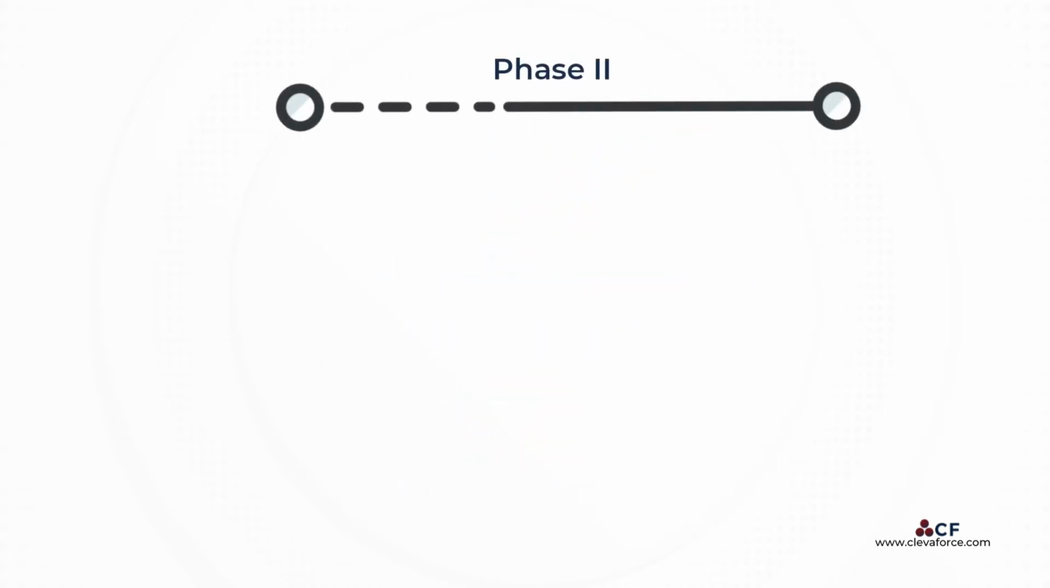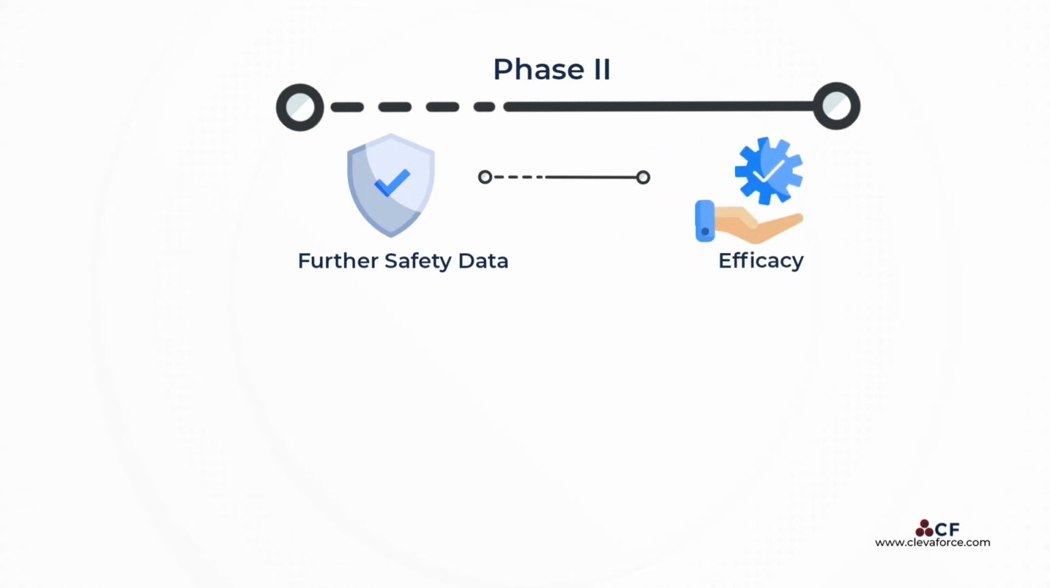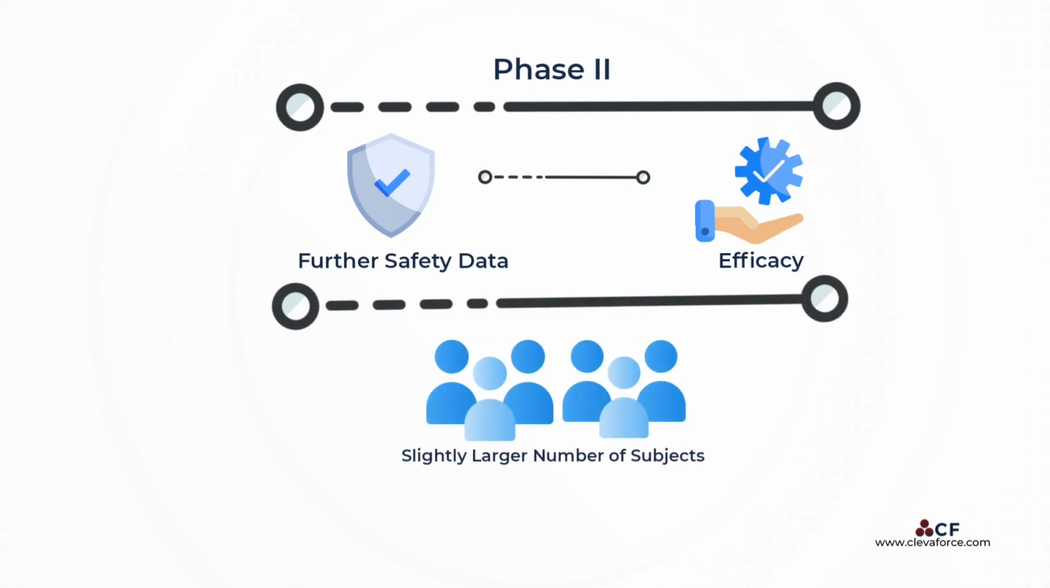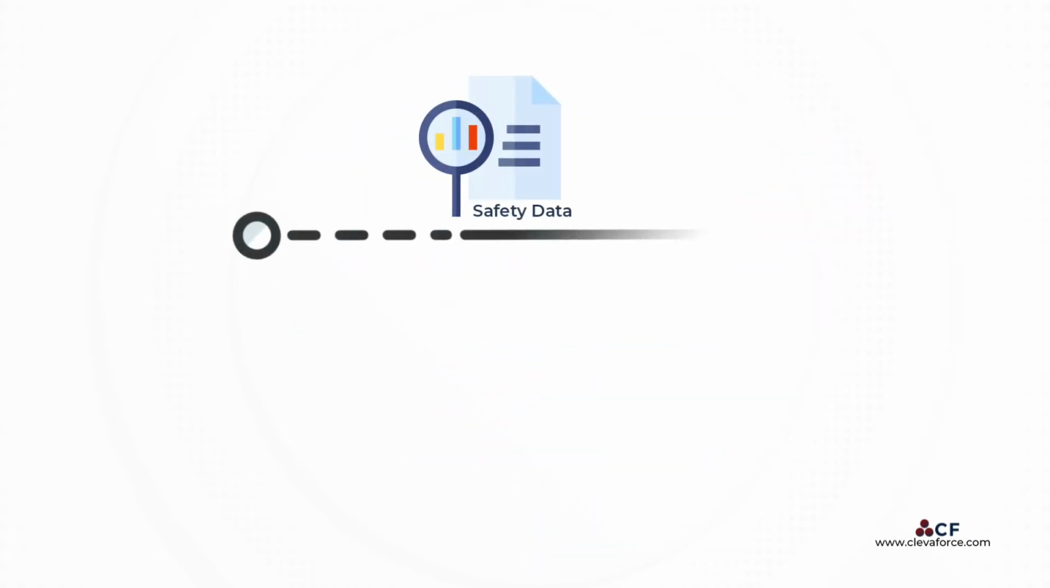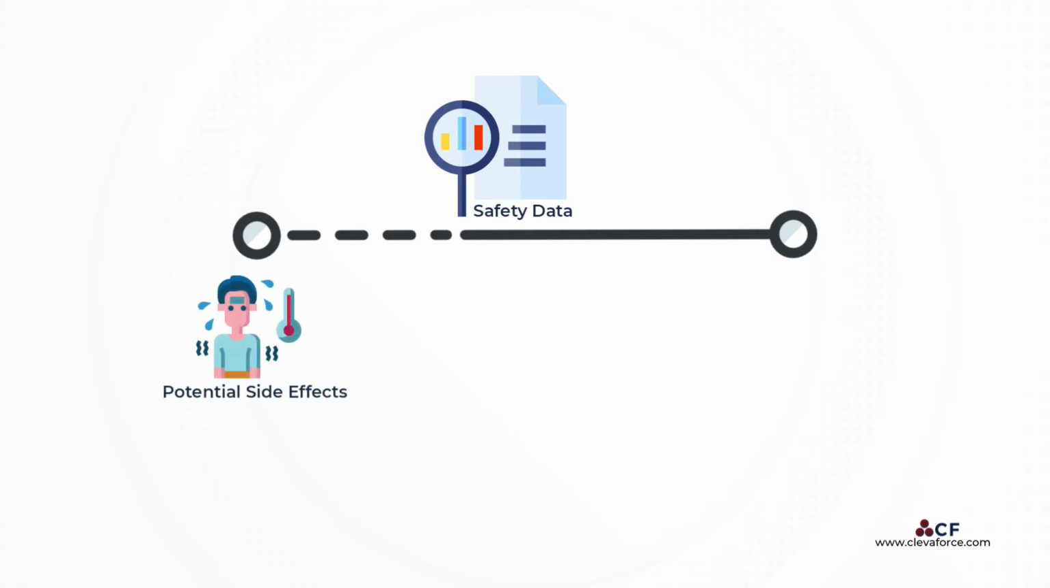Phase 2 clinical trials seek further safety data and preliminary evidence in support of biological effect or efficacy. A slightly larger number of subjects are administered the treatment at a dose or doses that were preliminarily judged safe in the Phase 1 studies. Safety data are collected in a systematic fashion, including specified monitoring of any potential side effects that were identified previously.